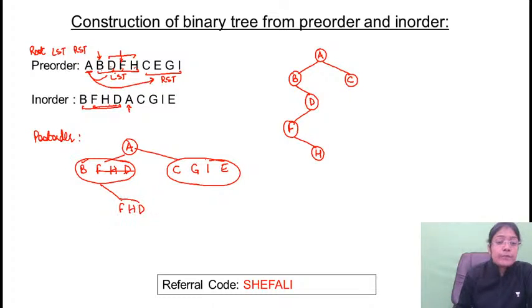FHD. Which one is coming first? D is coming first. So D will be the next root. F and H are present on the left of D. So these will be present in the left subtree.